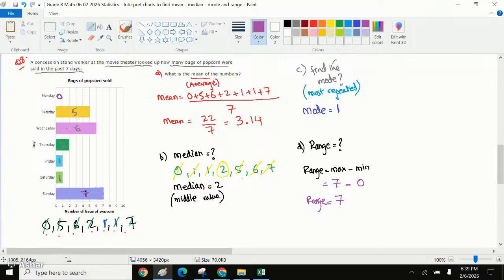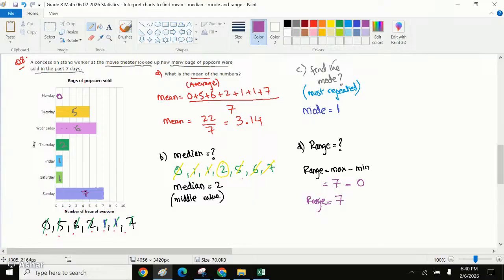Monday, none of the popcorn bags were sold. Tuesday, 5 bags were sold. Wednesday, 6 bags were sold. Thursday, 2. Friday, 1. Saturday, 1. And Sunday, 7 bags were sold, right? When we are looking at the mode, 7 is just the sale on that particular day. 7 defines the number of popcorn bags sold on a Sunday, right? It is the highest value, but it is not the mode.